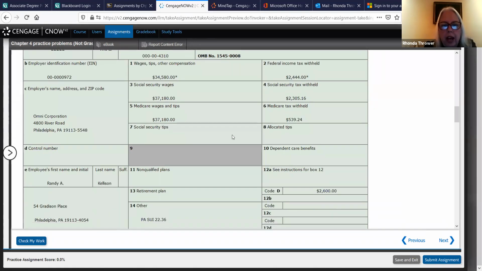This person didn't have any Social Security tips or allocated tips. None of this applies to this person. If they did have some dependent care benefits, it would be written here.